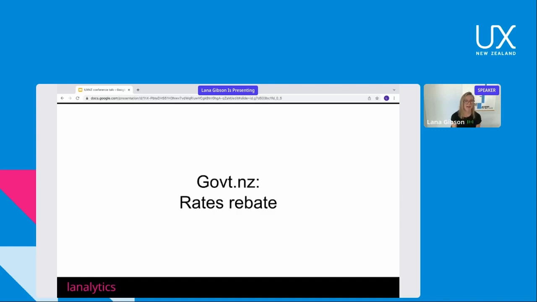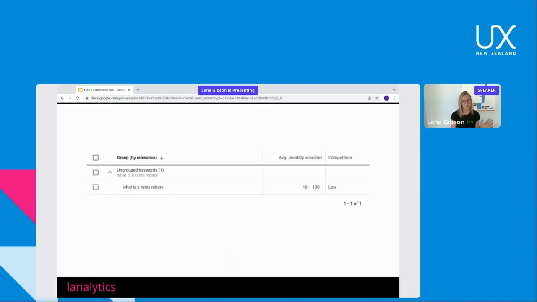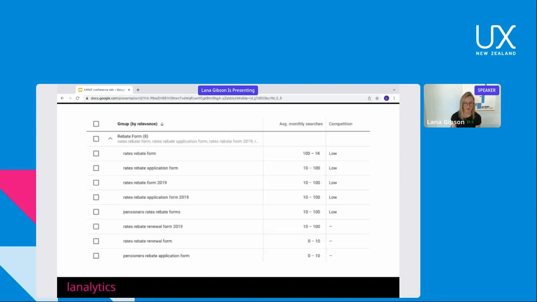So basically rates rebate, there was a lot of content. People wanting to apply for a rates rebate couldn't find out if they were eligible, and they couldn't find out how to apply because there was just too much content. So we stripped everything away and we looked at Google searches. So this is Google Keyword Planner, and you can see what people are searching for online or in Google. You can see here top terms were, what is a rates rebate, rates rebate calculator, and rates rebate form.